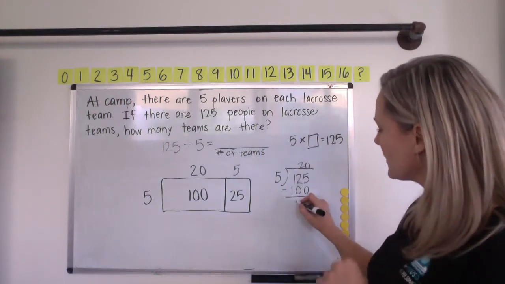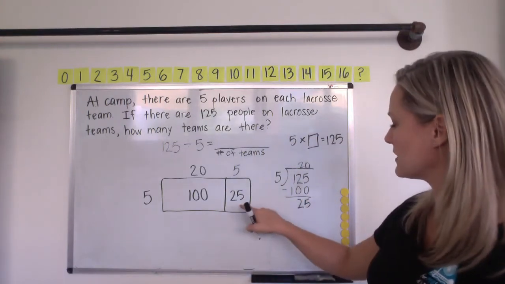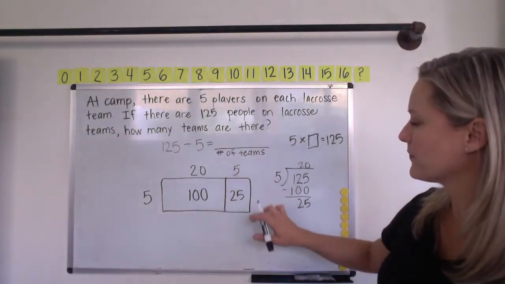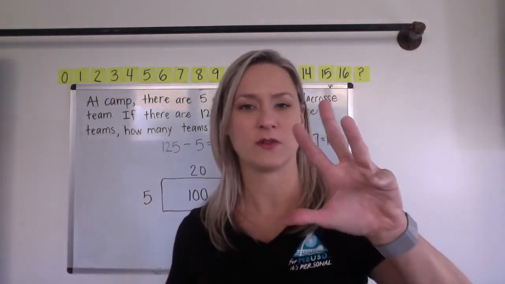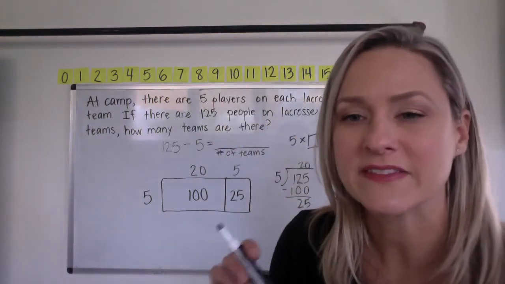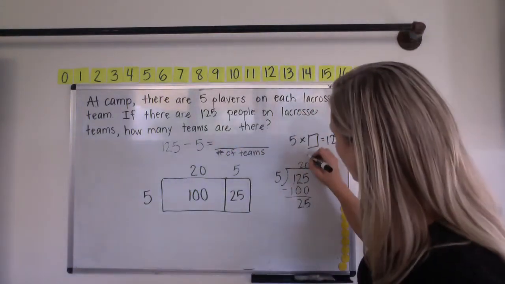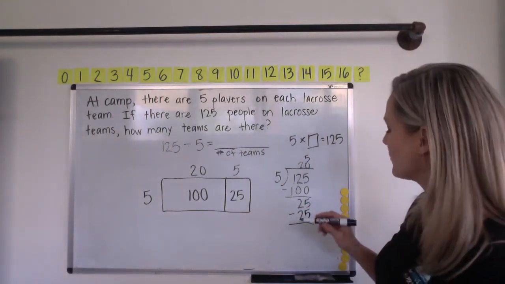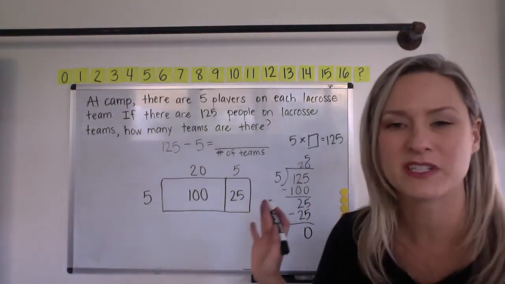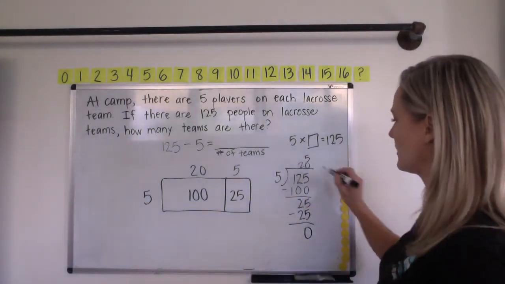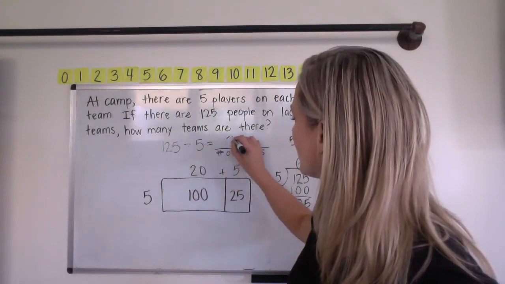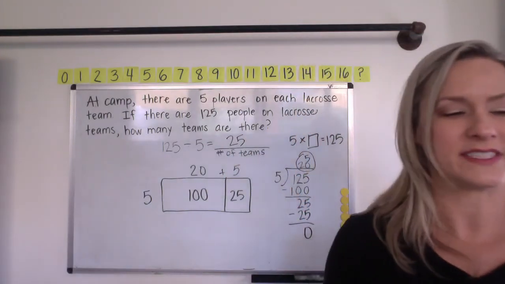So there were 25 kids left to place onto teams. And then we put them on teams of 5 and got 5, 10, 15, 20, 25. So we had 5 teams of 5. So we put 25 more players, and now everyone's placed on teams. We're at 0 here, and our answer is up top, 25. Any way you go, we're going to have 25 teams, right?